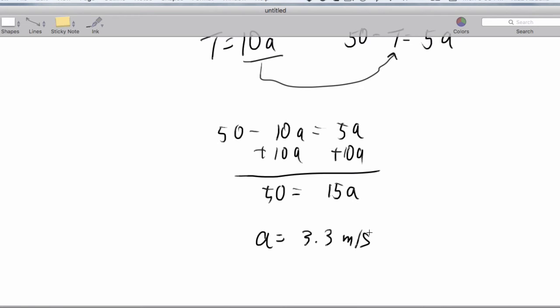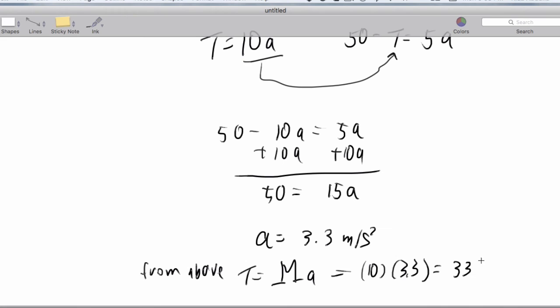3.3 meters per second squared. Don't do that thing with a repeating bar. And then for the tension, that's going to be big M times A from above. So that's going to be 10 times 3.3, which is 33 newtons worth of force.